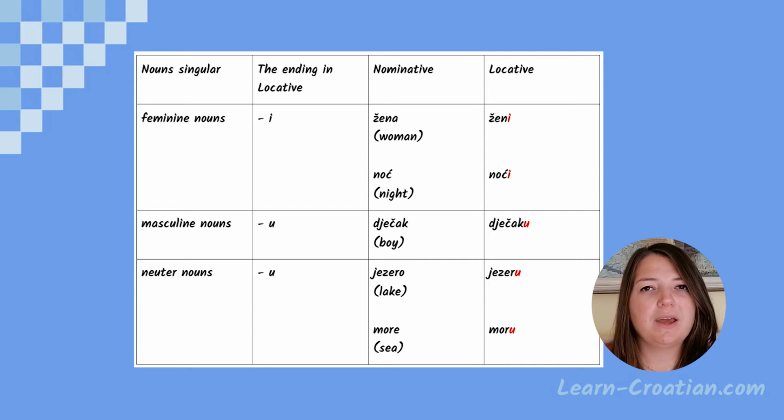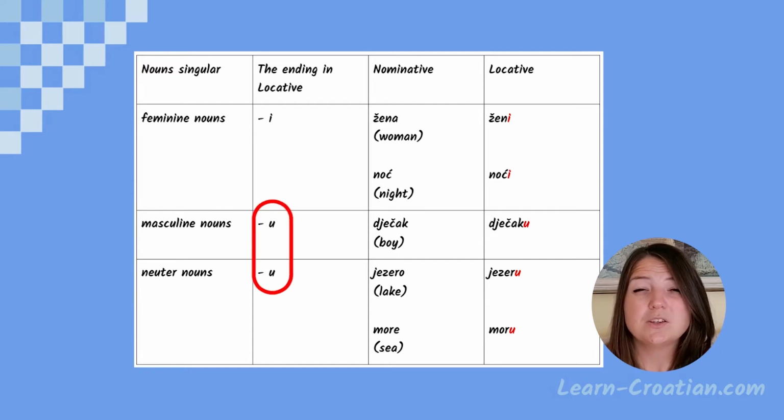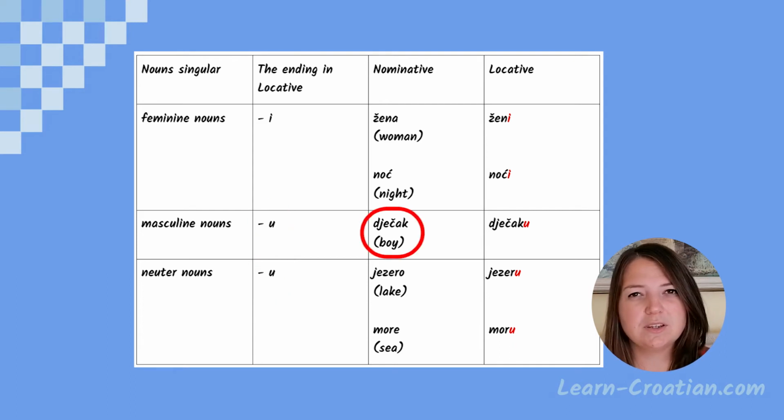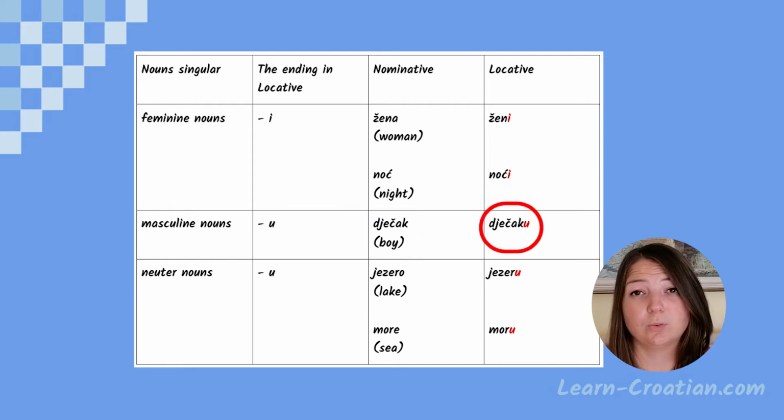As for the masculine and neuter nouns, as you can see, they have the same ending. Both get the ending U. For the masculine nouns, most of the nouns in the nominative end on a consonant, so you would simply add the ending U at the end. For instance, dječak is the nominative, a boy. The locative would be dječaku. So simply add a U.